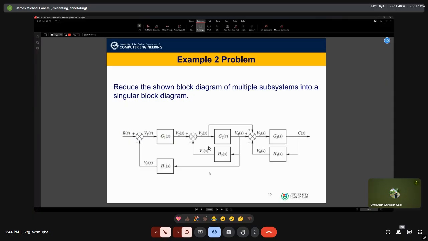So, again, the objective is to get everything into one block diagram. Where can we start? If we take here, starting from the left, it can't be reduced. But if we look at the second part, still nothing.